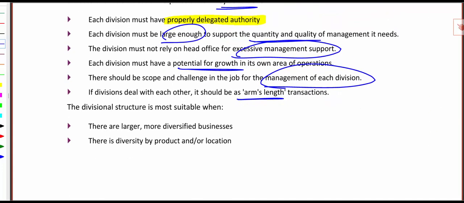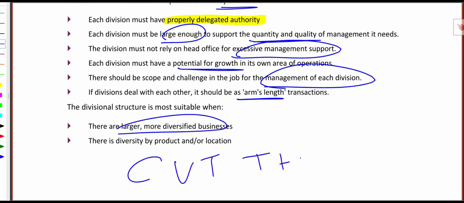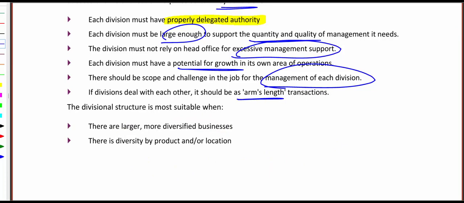Not suitable then, if they're a very large or diversified business, you might end up with too many divisions. So when is it most suitable? Well, certainly it's going to be for larger, more diversified businesses, and there is a diversity between byproduct or location. Otherwise, there's not really much point in having that type of structure.